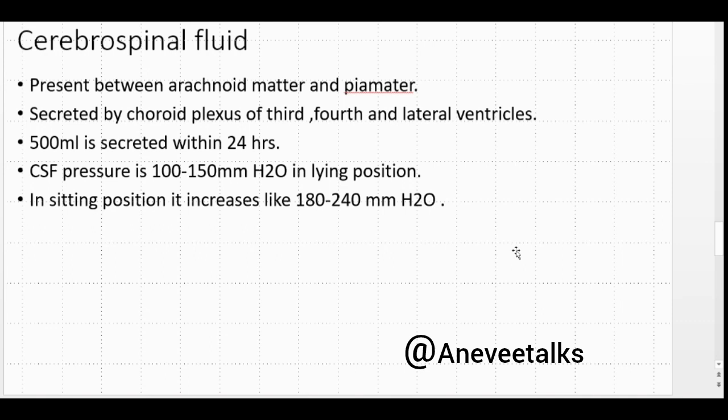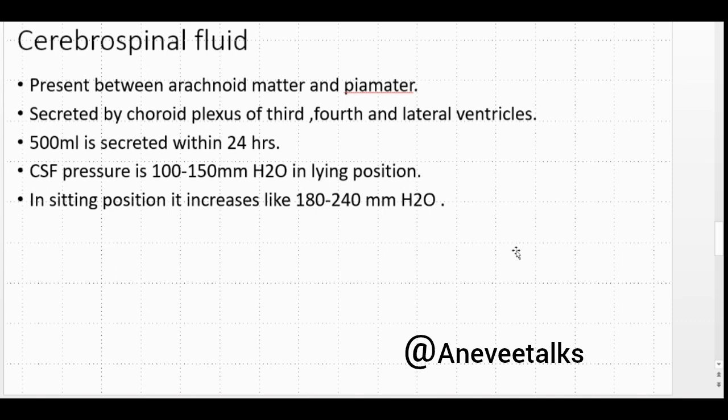And this cerebrospinal fluid is secreted by the choroid plexus of the third, fourth, and lateral ventricles. Daily, within 24 hours, these ventricles will secrete around 500 ml of cerebrospinal fluid.